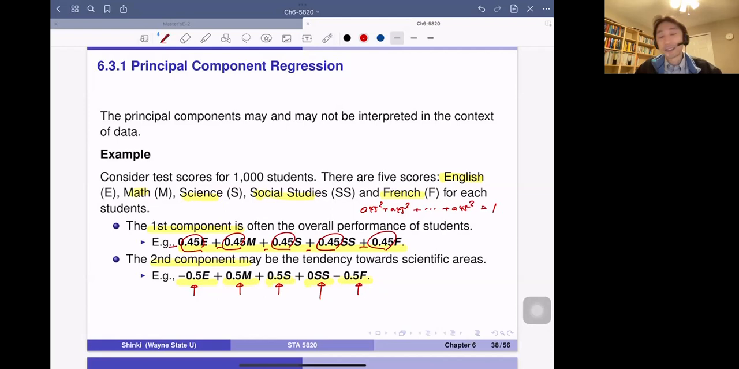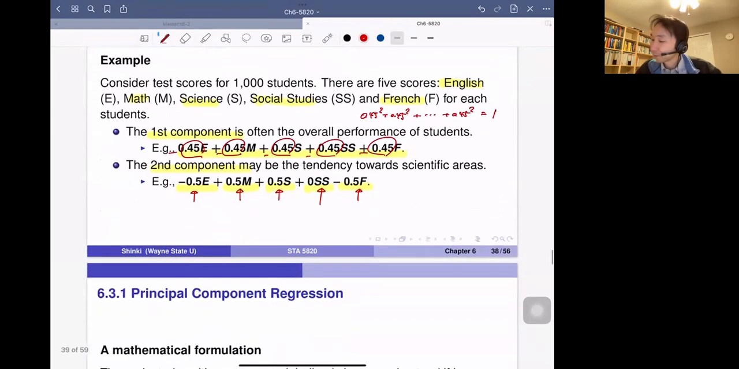So this is just a data-oriented method. Sometimes for the second component, it's harder to interpret the coefficients. I think in most cases the first and second components are fine, but other than that, it's really hard to exactly interpret the idea.